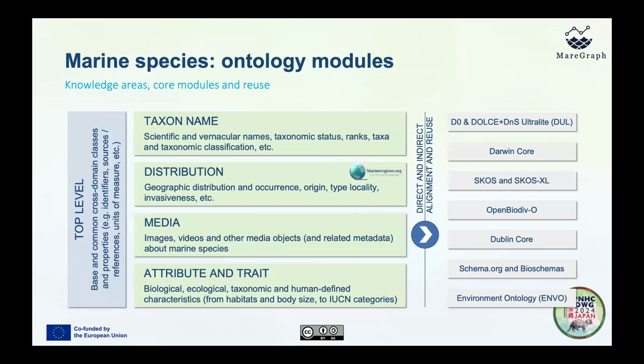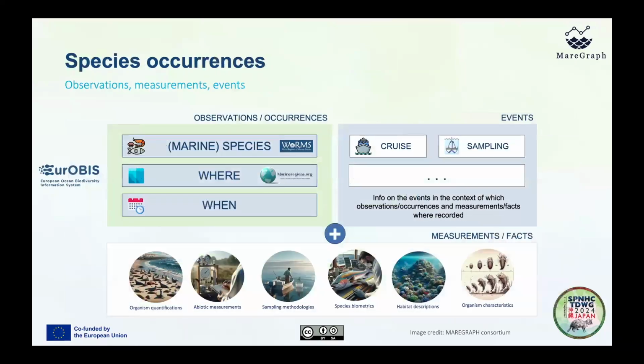These modules are interlinked to form a network and either directly reuse or are semantically aligned with existing models listed here on the right. We mentioned some of them before, like Darwin Core and Bioschemas, and we can see additional well-known resources such as schema.org, SKOS, and the Environment Ontology. The integration between datasets becomes even more evident if we then consider species occurrence records as managed in EurOBIS.